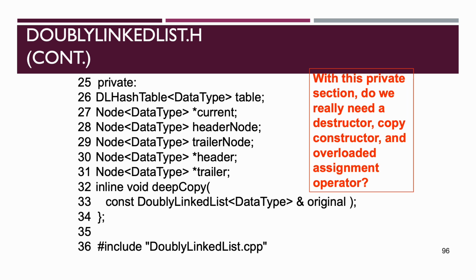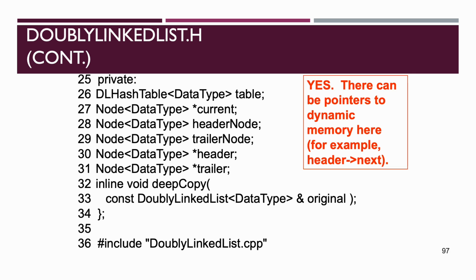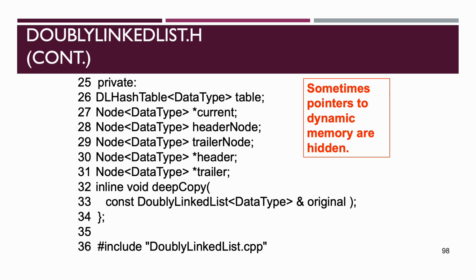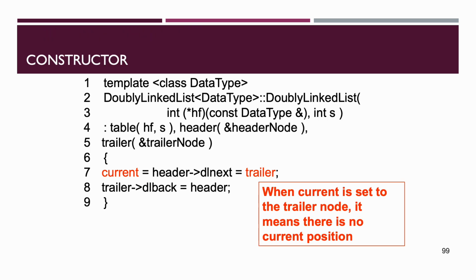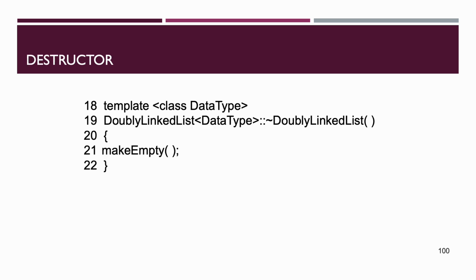So with this private section, do we really need a destructor, copy constructor, and overloaded assignment operator? Yes, there can be pointers to dynamic memory here, for example, header pointing to next. Sometimes pointers to dynamic memory are hidden. So here we have the constructor. When current is set to the trailer node, it means there is no current position. This is the destructor here.